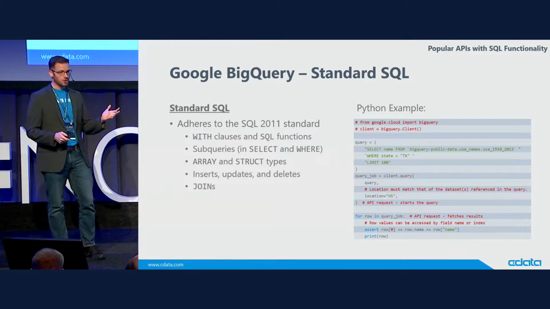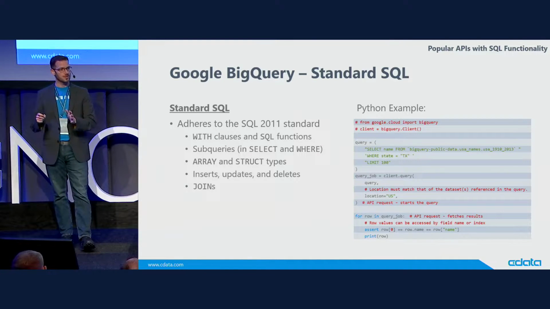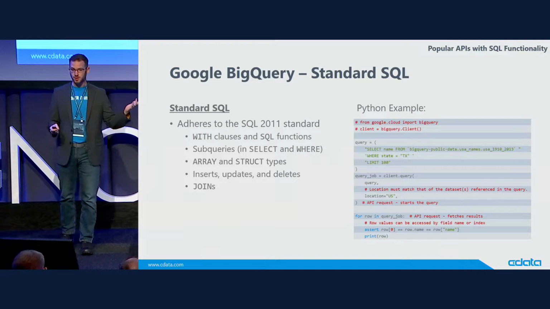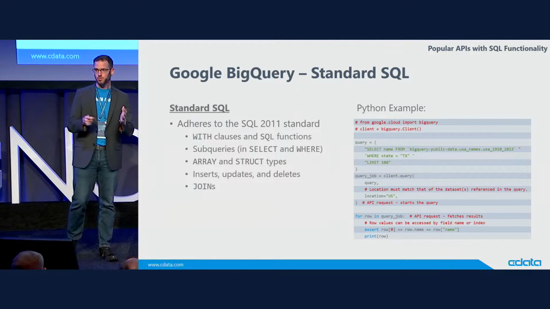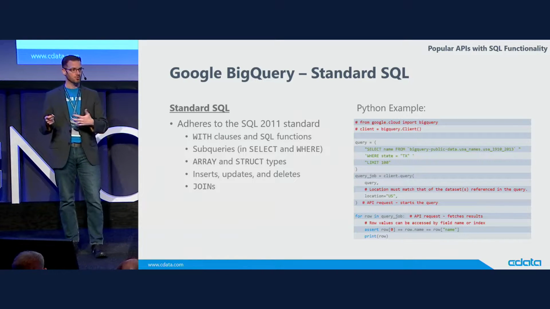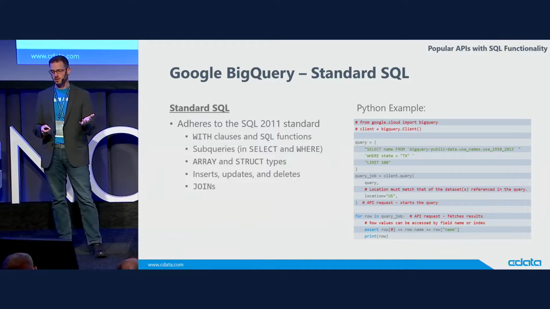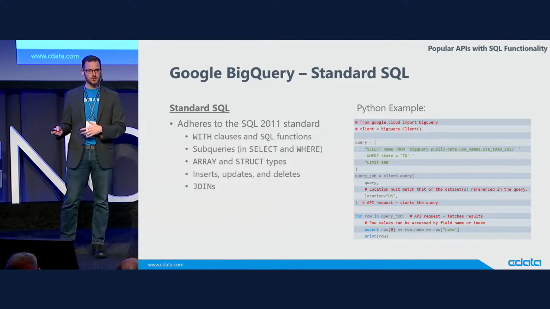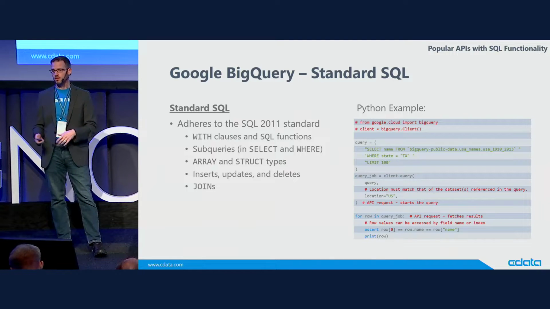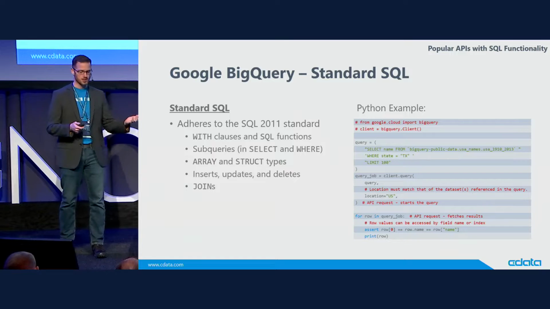So let's get started with Google BigQuery, because it actually uses standard SQL, so the other platforms use kind of their own take on SQL. We'll start simple, and we'll get more complex as we go. Google BigQuery allows you to access your BigQuery data through their API using standard SQL based on the 2011 standard. So your standard WITH clauses, SQL functions, so if you need to do some aggregation, or if you're looking to extract values from fields, you can do that as well.